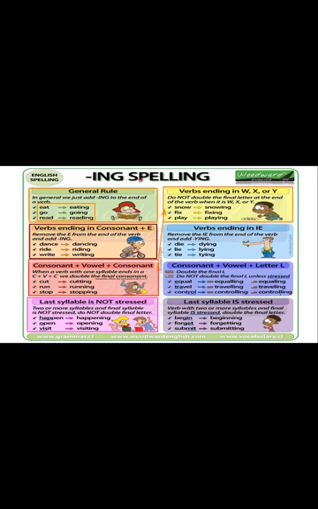When the verb ends in IE, cuando el verbo termina en IE, como die, lie. Remove the IE and add Y, ING. See? Die, dying. Lie, lying. Die, dying. Repito, esto nada más tiene que ver con escritura.